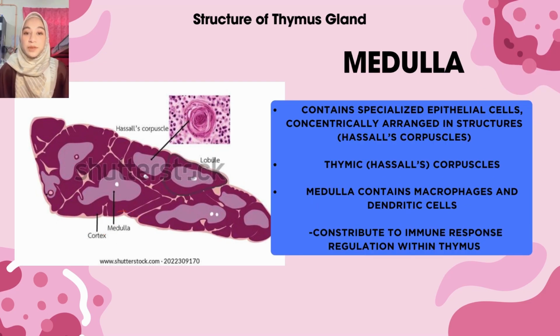Medulla. The medulla of the thymus gland contains specialized epithelial cells concentrically arranged in structures known as medullary Hassall's corpuscles. Thymic Hassall's corpuscles consist of epithelial reticular cells filled with keratin and sometimes calcified. Additionally, the medulla contains macrophages and dendritic cells that contribute to immune response regulation within the thymus.